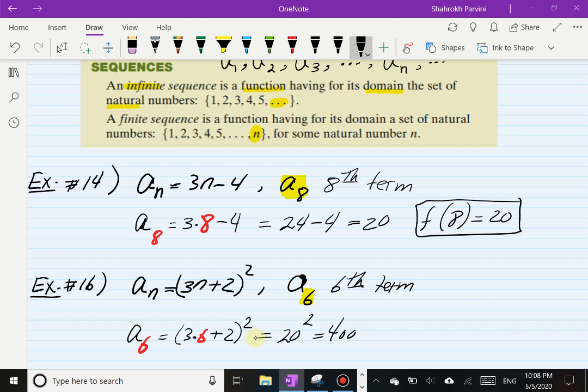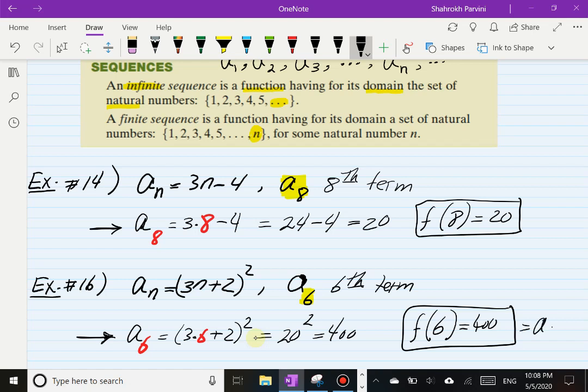Again, what we just did is this, we did f evaluated at 6, and the answer is 400, using the familiar f notation. But the book's not going to do that, just to let you know. The book's going to stay with the a notation. So a sub 6 is 400. The one above it, a sub 8 is 20. Okay, so let me just write these.